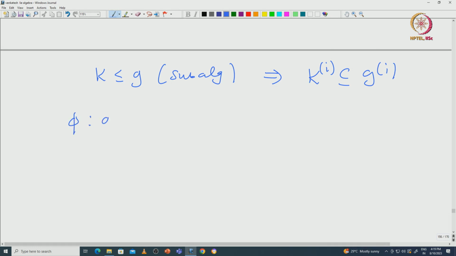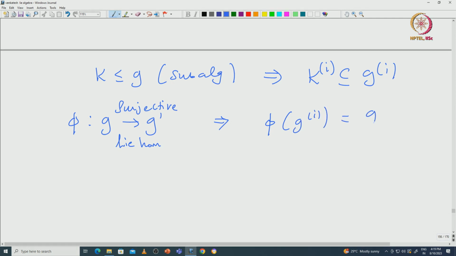Similarly, if pi is a surjective homomorphism, then that would imply that pi of g power i is equal to g dash power i. So, that means whenever some g power i is 0, that will imply g dash power i is also 0. So, this proves that any subalgebra of a solvable Lie algebra and any homomorphic image of a solvable Lie algebra must be solvable. So, now let us look at the second statement.